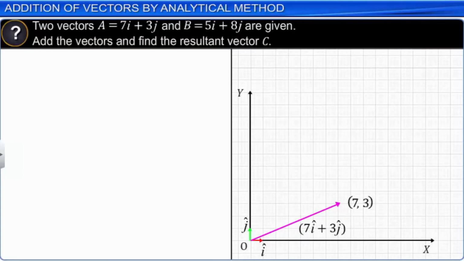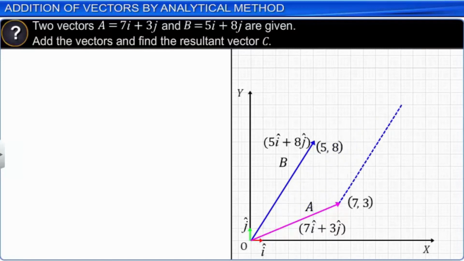Complete the parallelogram by drawing parallel lines from the arrowheads. Draw the diagonal passing through O. Display an arrowhead at the end of this diagonal. This diagonal represents the required resultant vector C. Check the coordinates of the arrowhead point of C, which should be 12, 11.